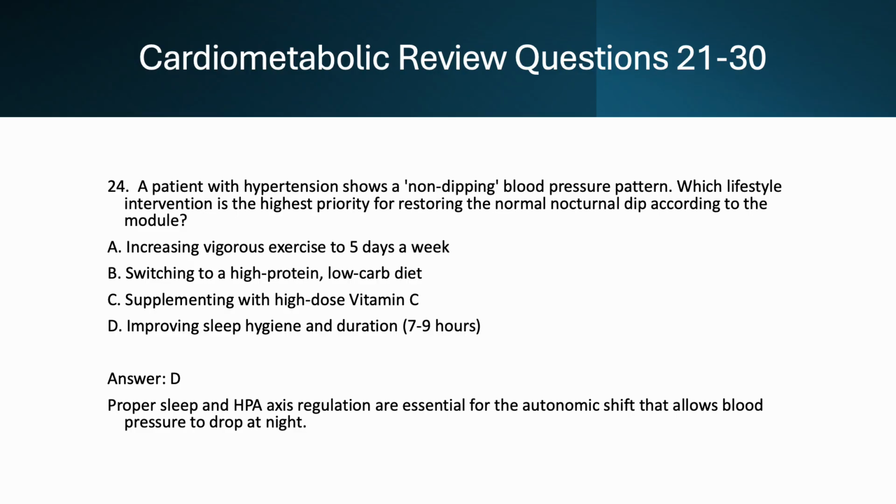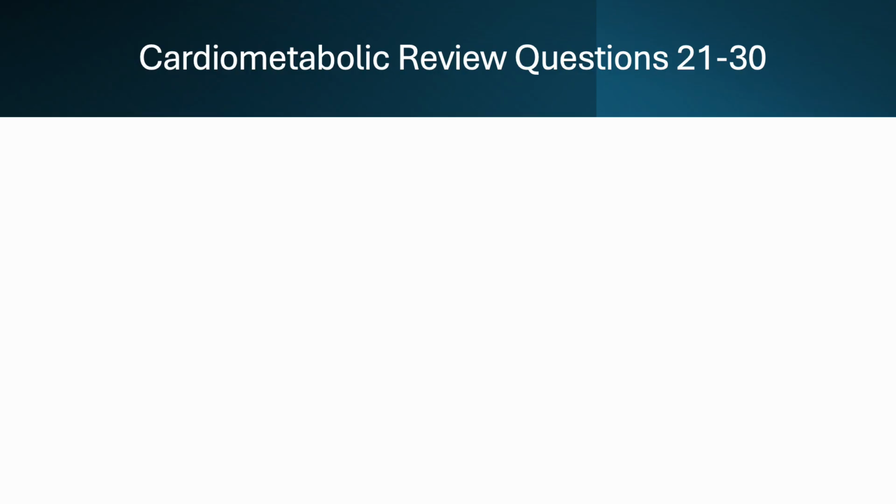A is incorrect because exercise improves blood pressure overall, but does not directly correct nocturnal dipping patterns. B is incorrect because diet can affect metabolic health, but sleep is the primary regulator of circadian blood pressure rhythms. C is incorrect because vitamin C may support vascular health, but does not restore autonomic circadian regulation. So overall, the correct answer is D, improving sleep hygiene and duration, 7 to 9 hours.